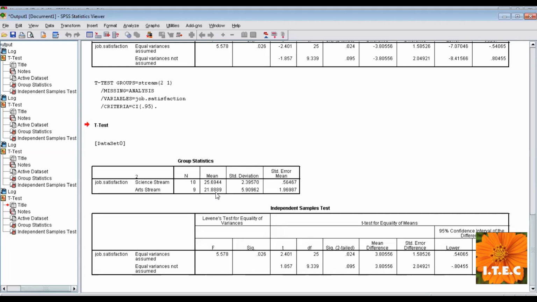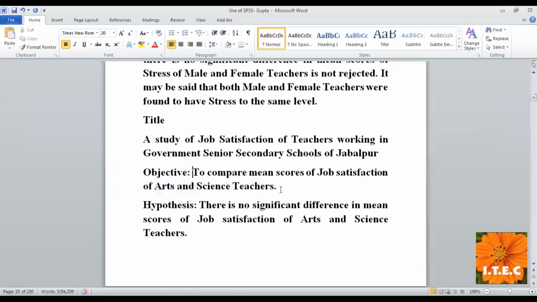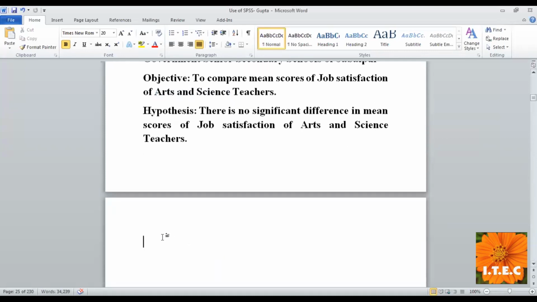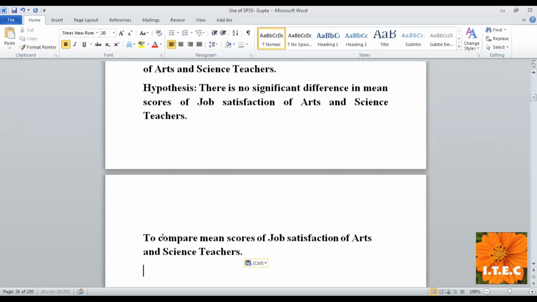So let me use it to test my hypothesis. So this is my objective. Now, what can be the caption heading? Can any one of you tell me the caption heading?